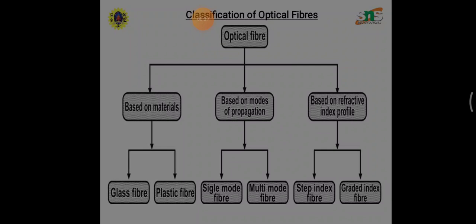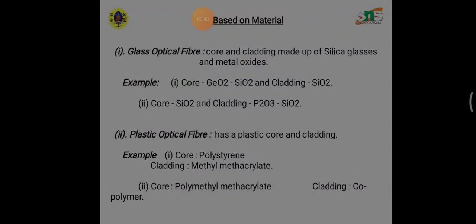Now let us discuss all the types. First one, based on the material. Based on the materials of which the fibers are made, they are classified into two types as follows: glass fibers and plastic fibers. Glass fibers are made up of a mixture of metal oxides and silica glasses.